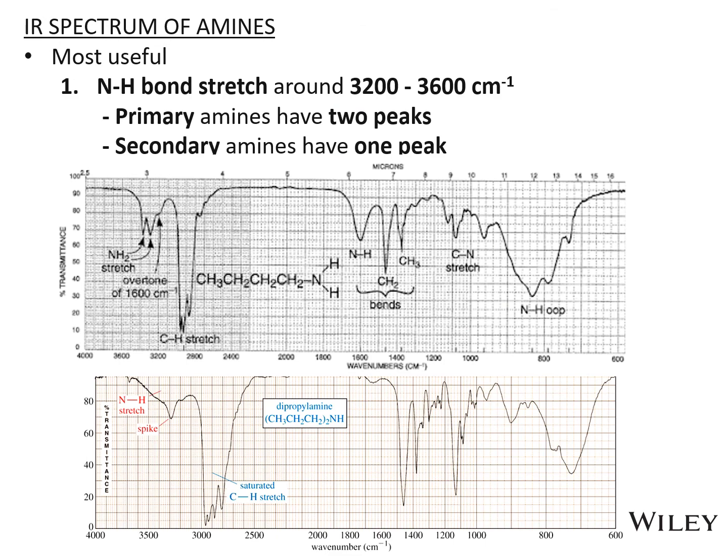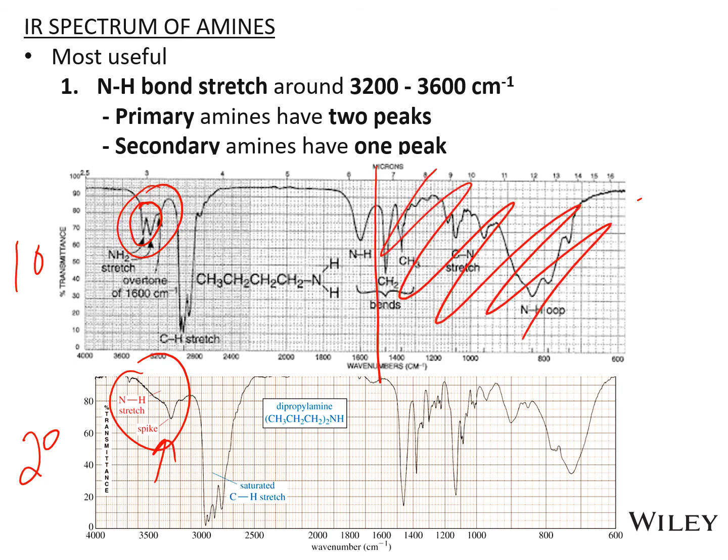Amines, we've talked about primary and secondary amines. Primary amines have 2 peaks. So this is your primary amine. And your secondary amine just has 1 peak. And it's a broad peak between 3,200 to 3,600 for both primary and secondary. And remember, we're not concerned with anything in our fingerprint region.